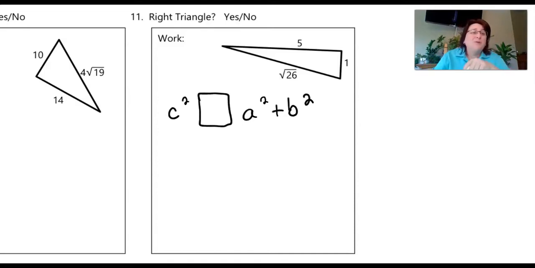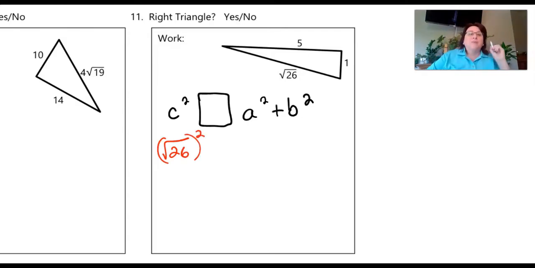In order to determine which is the longest side, well, we have a square root. Unless you magically have a calculator in your head and you know what the square root of 26 is, use your handy dandy calculators. Plug in the square root of 26 and it tells me that it's 5.099. Isn't that longer than 5? Yes. So the square root of 26 is our longest side.